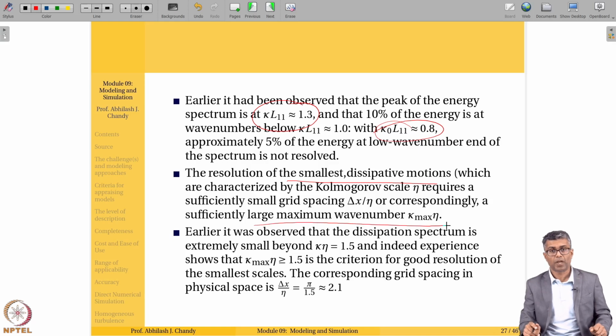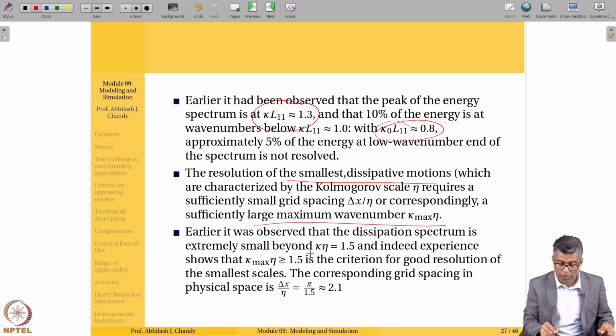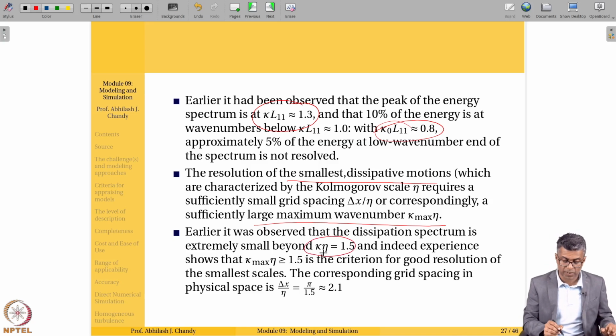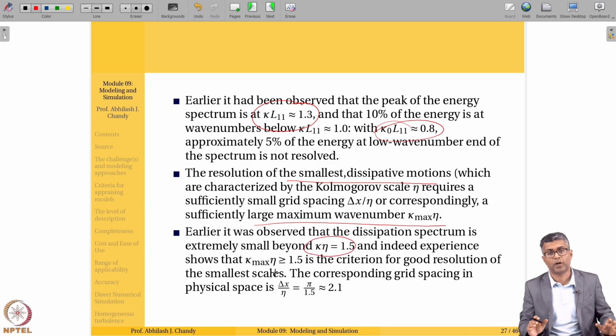Now again, we had also looked at where the dissipation is maximum by looking at the dissipation spectra, if you remember, D of kappa. The dissipation spectrum was extremely small beyond kappa eta equals 1.5. It was just very small. And in fact, what we know now is that kappa max eta should be greater than or equal to 1.5. So that is a good criterion for the resolution that is required to capture all the scales, especially the dissipative scales.